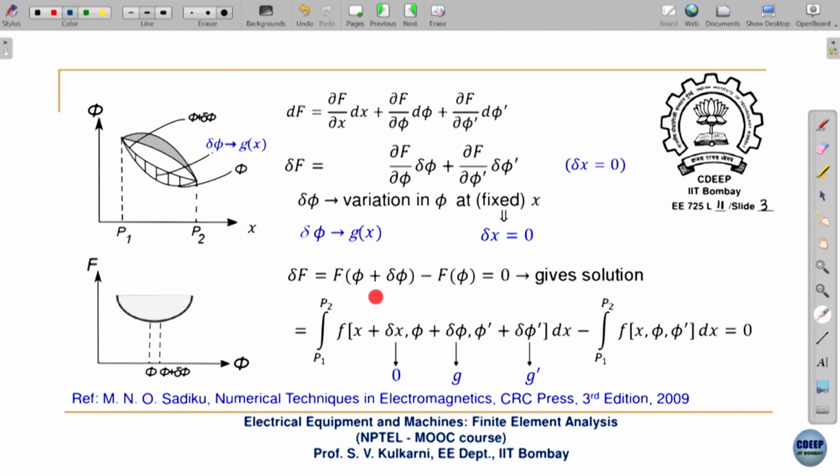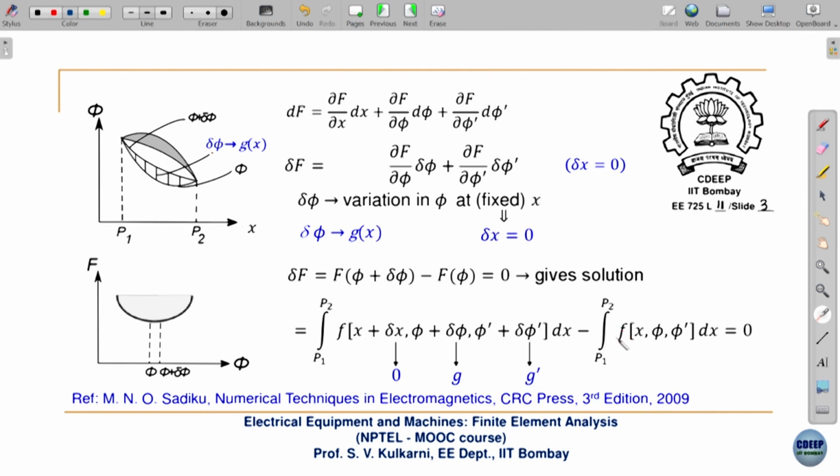Now let us expand this further. What does this mean? F of phi plus del phi is nothing but the integral of f of x plus del x, phi plus del phi, phi dash plus del phi dash over this domain with dx as the integration variable, minus F of phi as it is. Now again I just want to repeat, f is just a function of x, phi, phi dash. Integral f dx is capital F. So the functional F, capital F, is a function of a function, right.